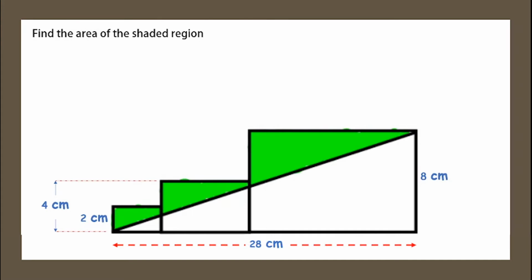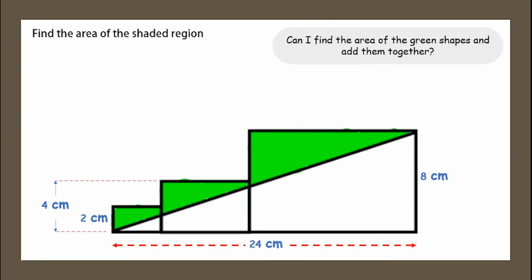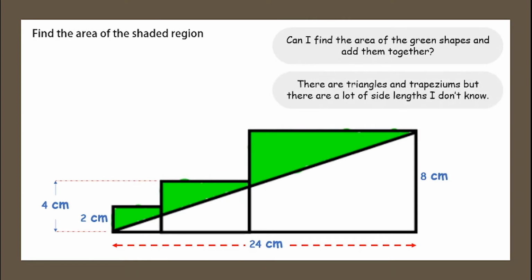So let's start with some initial thoughts. What first comes to mind that might be a good strategy to approach this problem? We're definitely working with area. So can I find the area of each of these individual green shapes and add them together? It looks like I've got a triangle and a couple of trapeziums. But I also see that some of these lengths, these ones on the trapeziums, I don't know what they are, and they might be a little bit tricky to find out. I might have to do some ratio work before I can find those out.